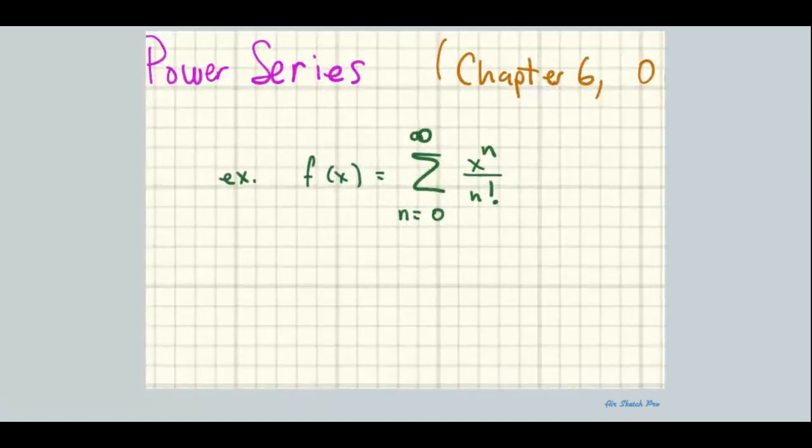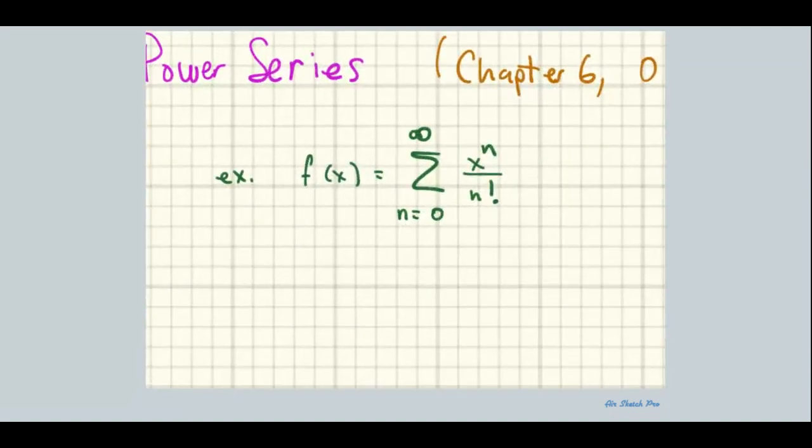So, on this polynomial, f of x, I want to prove that this function is equal to its own derivative.